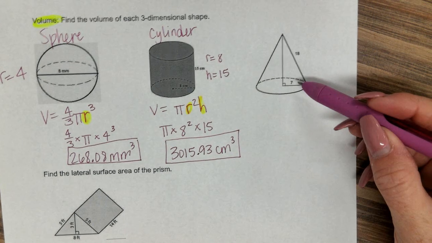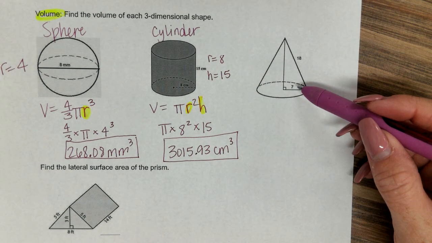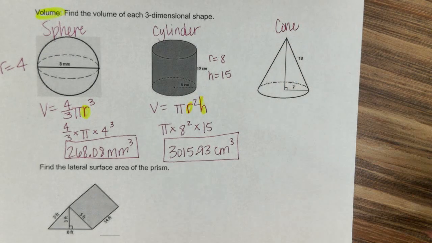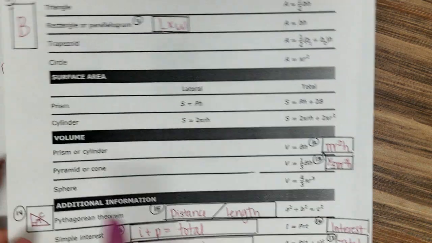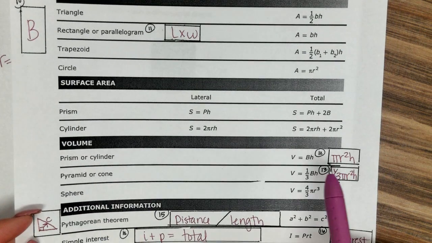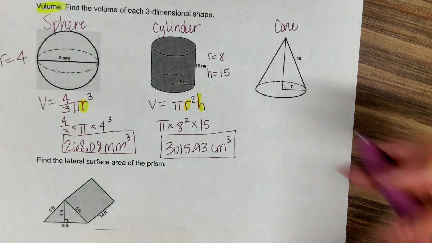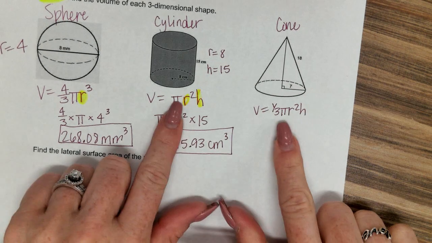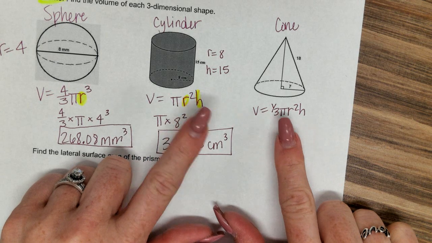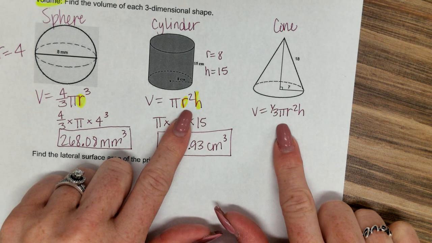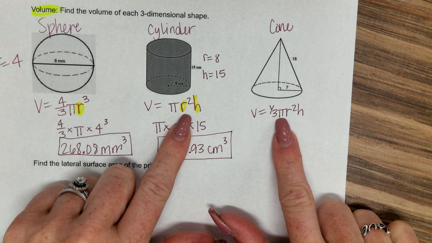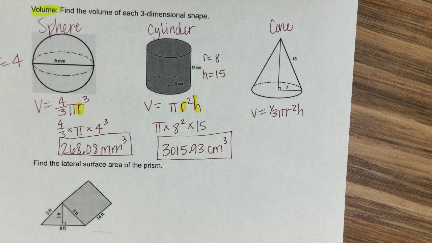Okay, what is this shape called? I can't hear y'all. A cone. Now, go to your star chart. Find the formula for volume of a cone. What is it? Now, question. What is the difference between these two formulas? This one is the exact same formula. All they did is put a 1/3.